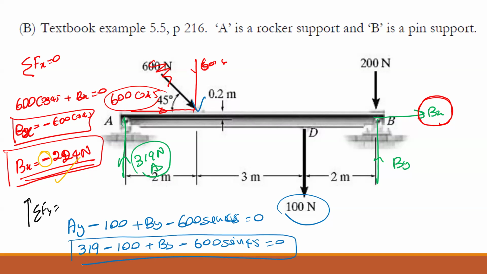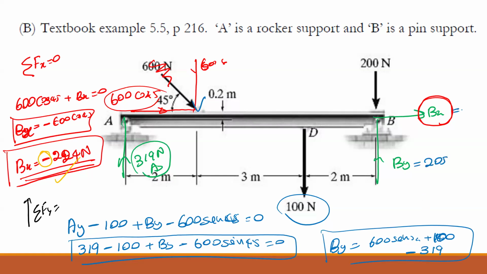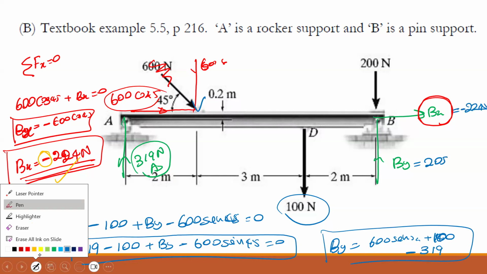So if you make BY the subject, you have 600 sine 45 plus 100 minus 319. This will be the answer for BY. Let's put that in the calculator. 600 sine 45 plus 100 minus 319, so that is 205. So BY is 205 and this one, Bx, is negative 224. We solved everything. We found everything.